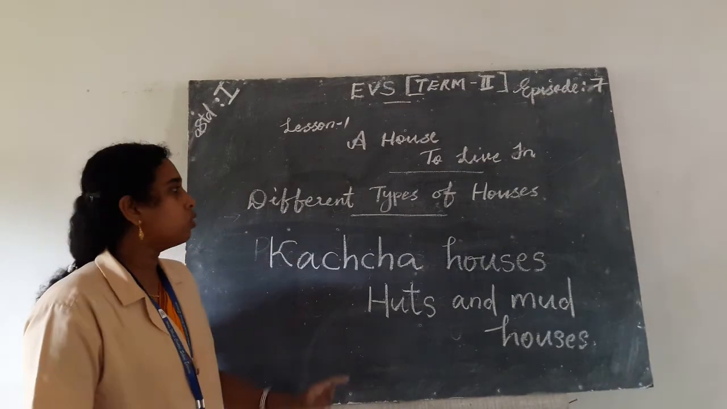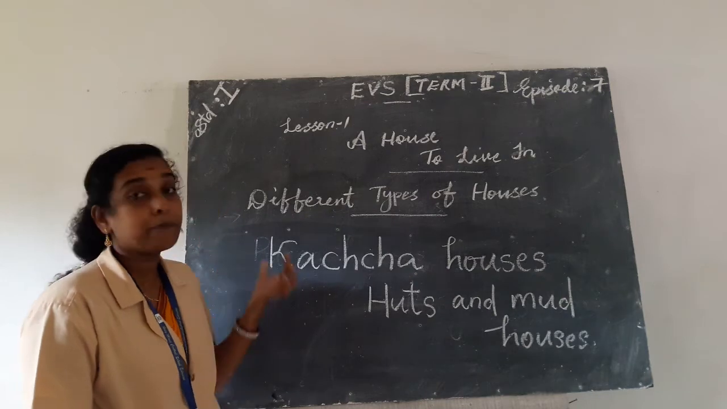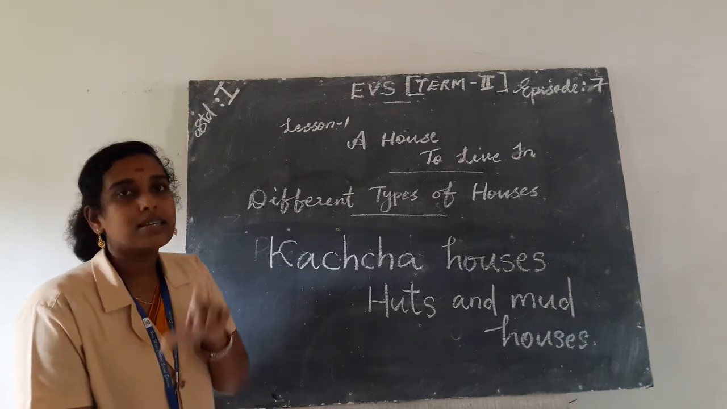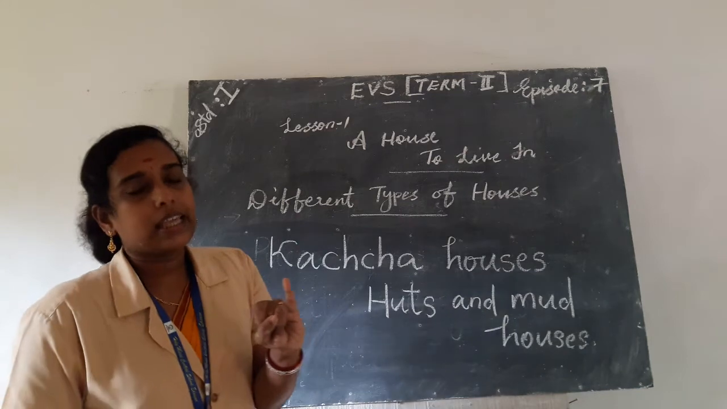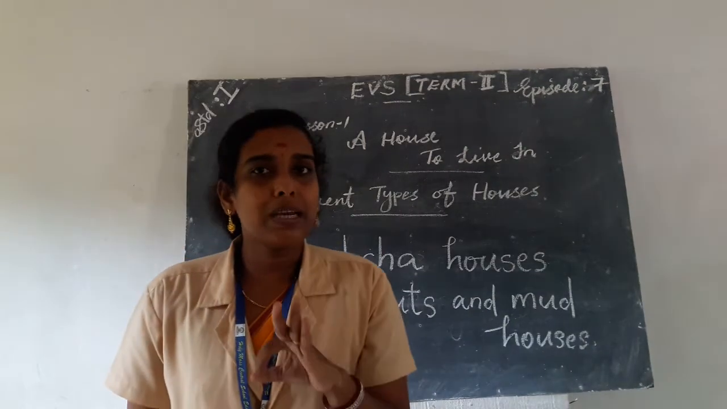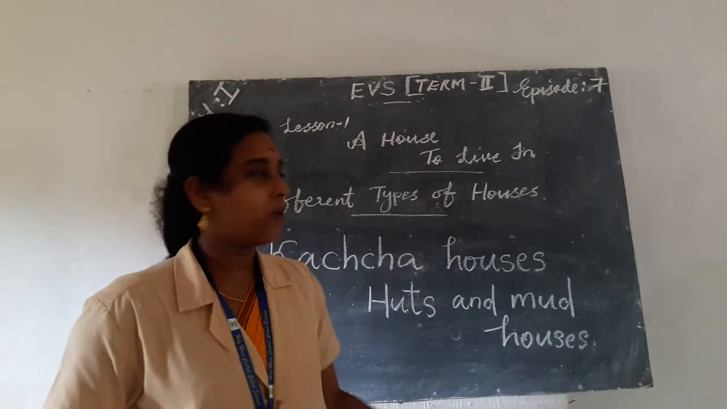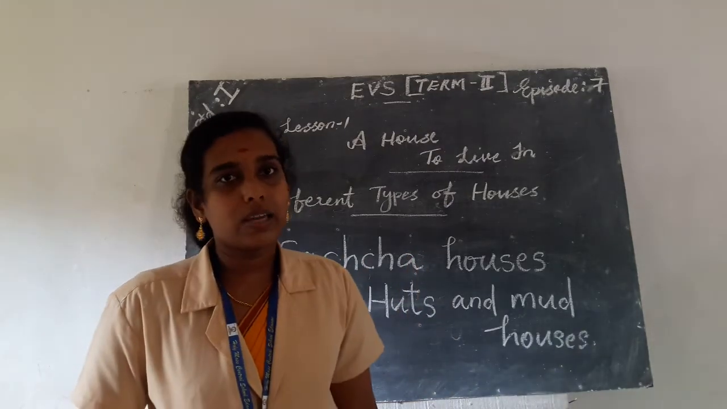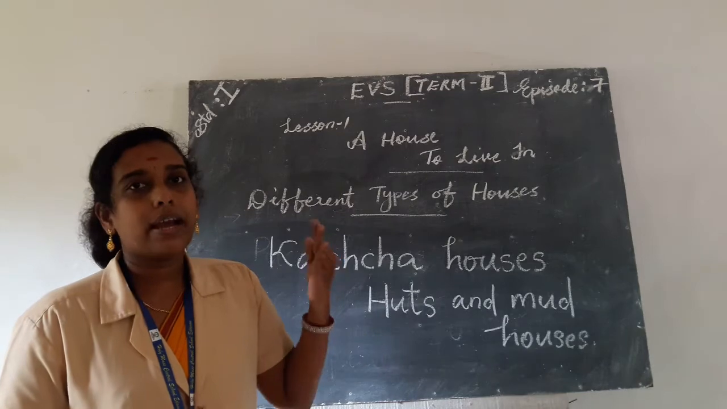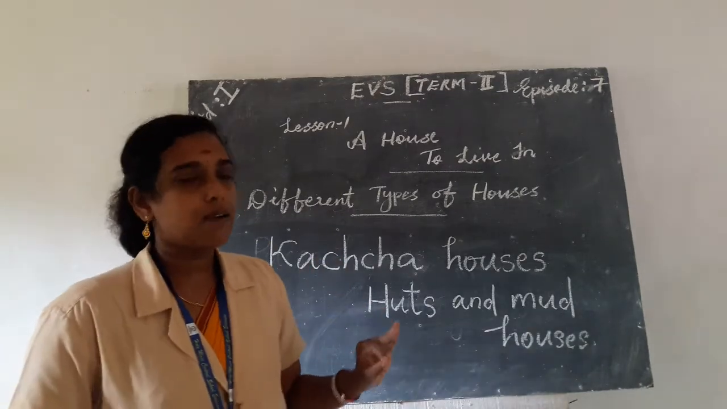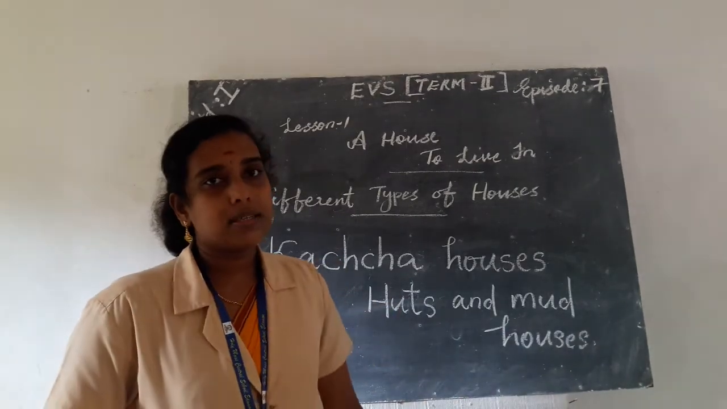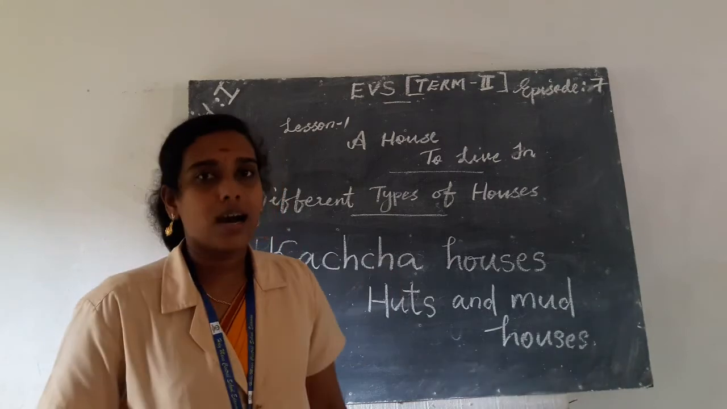So these are the two types of houses. Which are they? Pakka houses and kacha houses. Cottages, bungalow, apartments are called pakka houses. Huts and mud houses are called kacha houses.